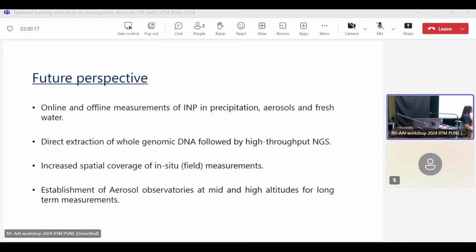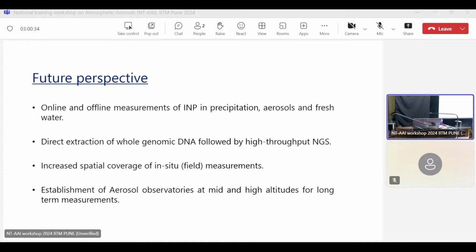Thank you, ma'am, for this nice talk. Ma'am, in one of your slides, you said that in winters, the biological INP are added. How are they added? It is due to the lower planetary boundary. Oh, so you're asking how? So how is another question which we don't have answered.